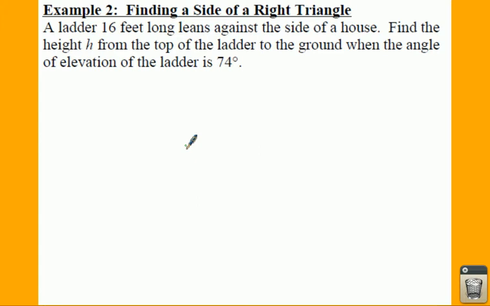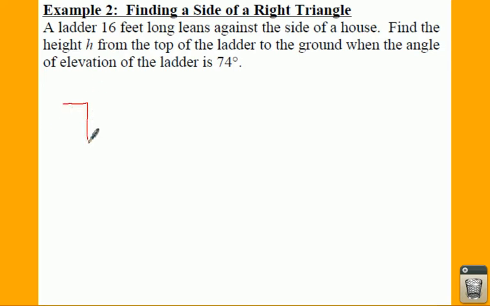Alright, so here for example 2, we're going to find the side of a right triangle. We're not going to have to solve all the sides of a triangle. We're just going to have to draw a little picture here and find the side of your triangle. It says a ladder that's 16 feet long leans against the side of a house. Find the height, h, from the top of the ladder to the ground when the angle of elevation of the ladder is 74 degrees. So what we're going to do is draw a little house over here.